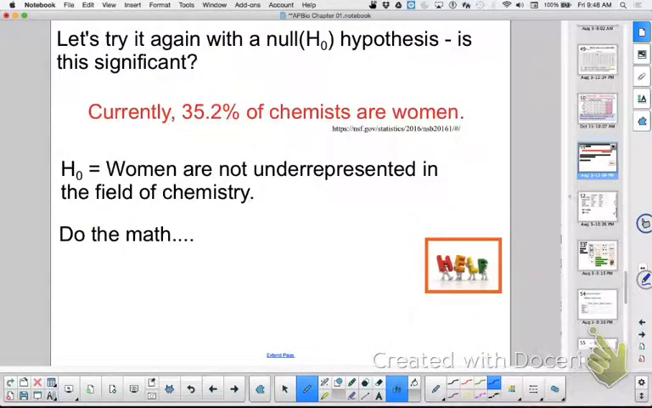Okay? Now, let's take a look at this. Try this on a piece of paper. I don't know if you can do it on your Chromebook at all. So let's look at this. Currently, 35.2% of chemists are women. So I'm going to write myself a null hypothesis. Women are not underrepresented in the field of chemistry.